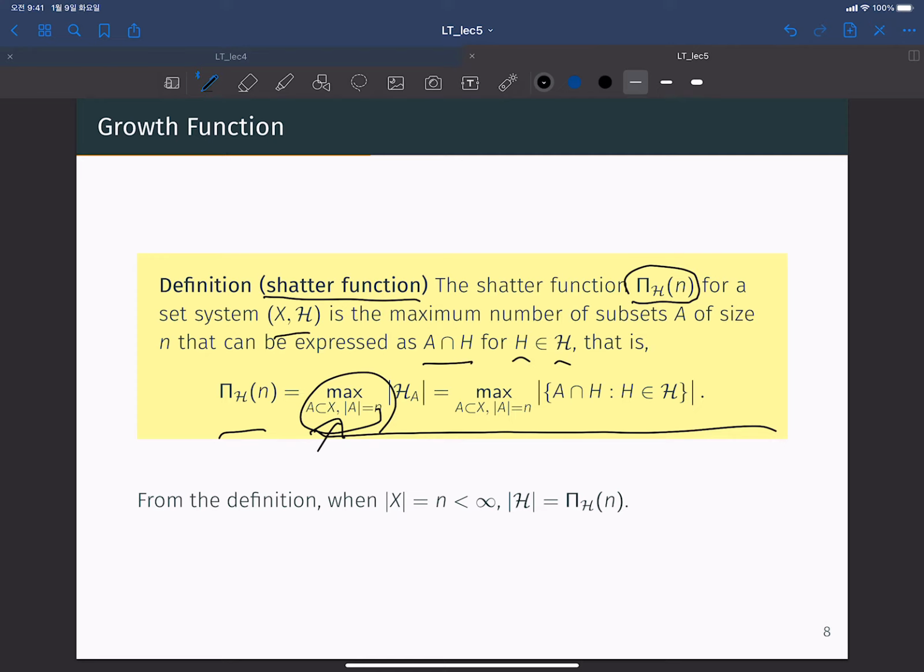number of different cases. So from the definition, when the cardinality of X is equal to n, and n is finite, the cardinality of H is equal to the shatter function with n, because here we consider the entire set, and the entire set size is n. That is from our definition. Right.